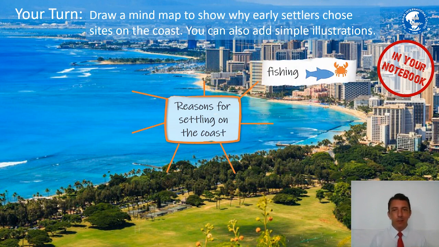Obviously, fishing. We've always needed a source of food, and the ocean provides us with a valuable source of food. So our early settlers were looking for a place where they could fish. So pause the video now, try to add at least 6 more reasons, and then we'll continue the video and check.